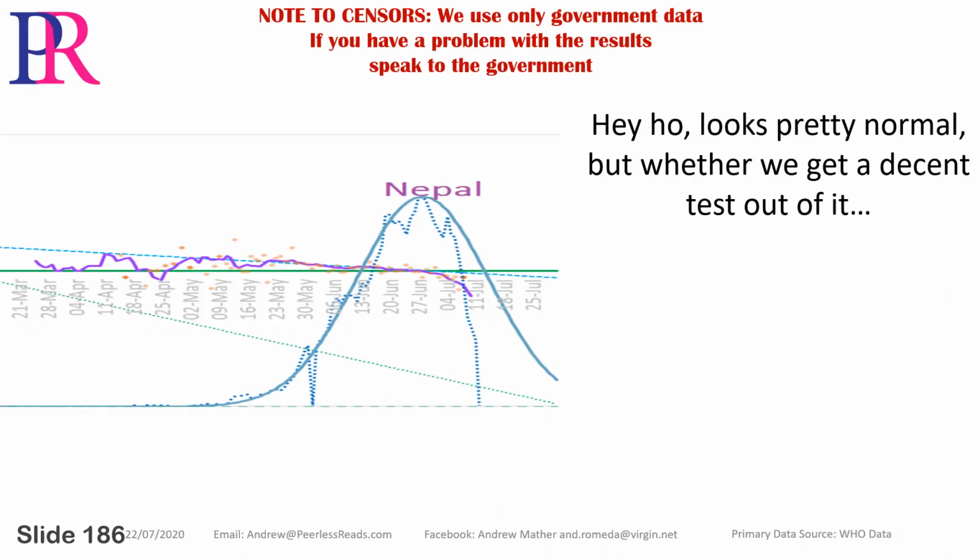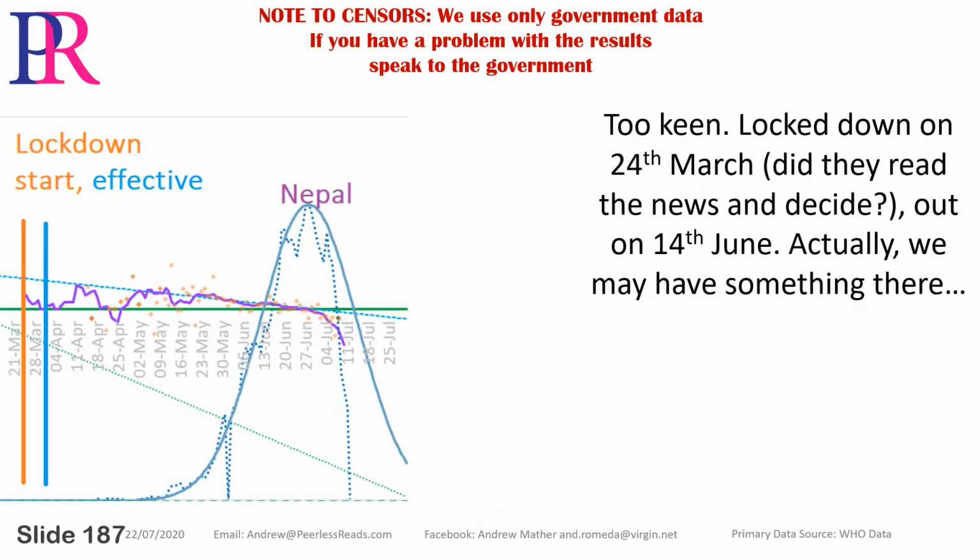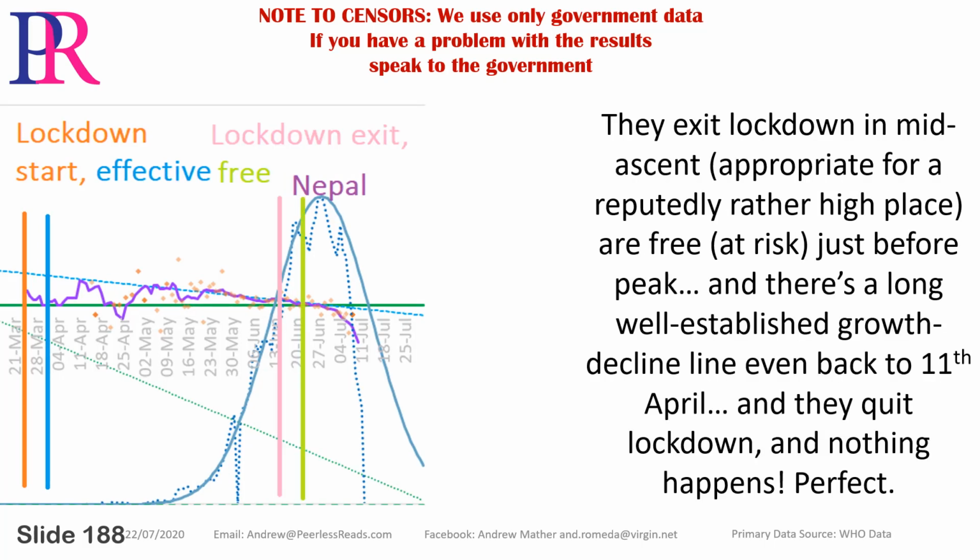Hey ho, looks pretty normal, but whether we get a decent test out of it? Too keen, lockdown on 24th March. Did they read the news and decide? Out on 14th June. Actually, we may have something there. They exit lockdown in mid-ascent, appropriate for a reputedly rather high place, at risk just before peak, and there's a long, well-established growth decline line even back to 11th April, and they quit lockdown and nothing happens.